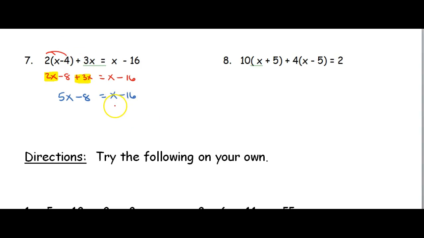Now, I bring the variables to the left by subtracting x, constants to the right by adding 8, and 5x minus x gives me 4x. Those eliminate, equals negative 16 plus 8 is negative 8. Now, I go ahead and divide by 4, and I get x is equal to negative 2.